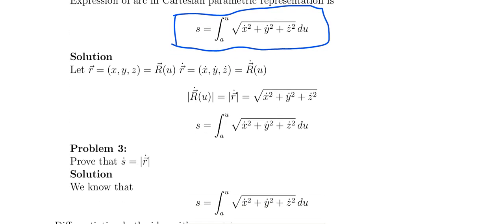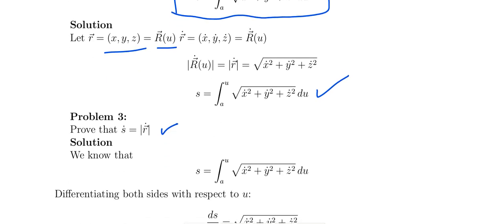So இங்கே r vector என்றது obviously x y z, that is r of u. R dot என்றது that is x dot y dot z, that is the parametric form. So mod of r dot என்றது root of x dot square, y dot square, z dot square, that is the result we get. Okay, it's a very simple result. And s dot என்றது is equivalent to mod of r dot.